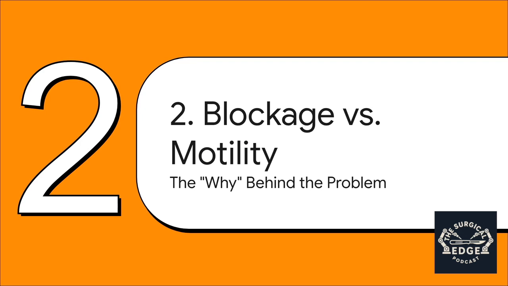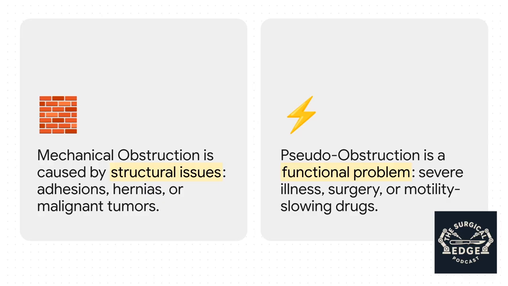Okay, now let's dig into the why behind all this. Understanding the root cause is really the first major step in sorting out your differential diagnosis. Are we dealing with a problem of structure or a problem of function? And when you look at the causes, the contrast is just stark. For a true mechanical obstruction, you're thinking structural issues. Post-op adhesions are the number one bad guy for small bowel obstructions, followed by things like hernias and tumors.